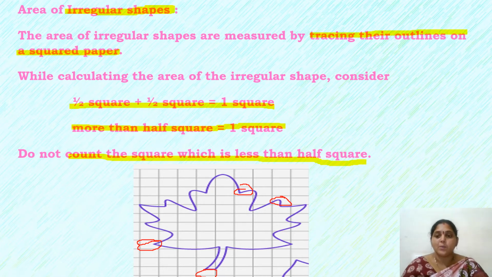This can be done only in the case of square paper. Two halves can be calculated as one square, and more than half a square will be calculated as one square, but we do not count those having less than half of the square.